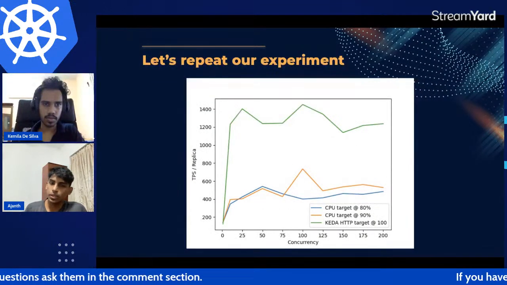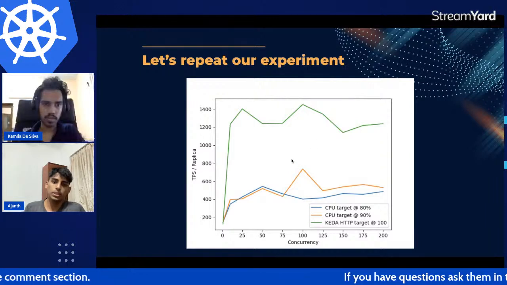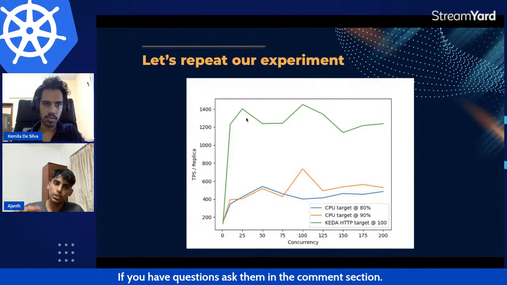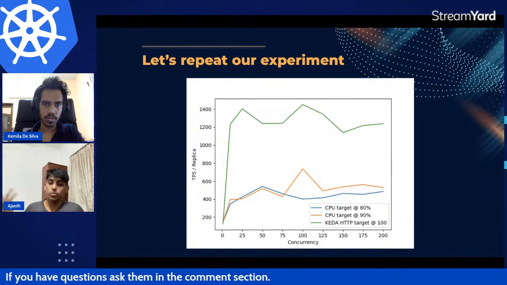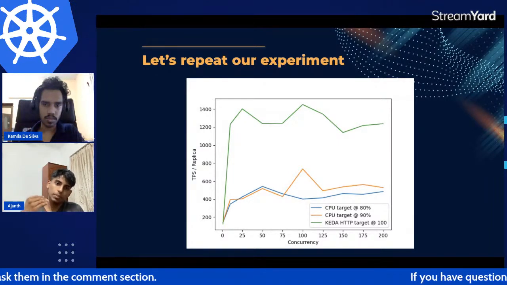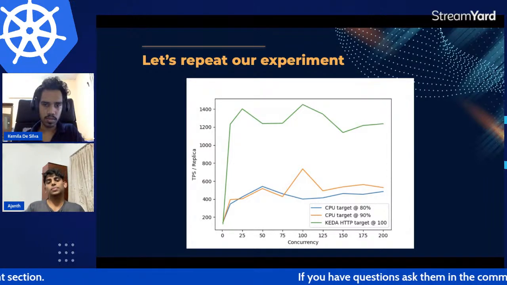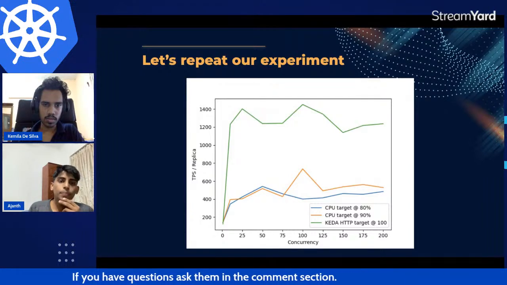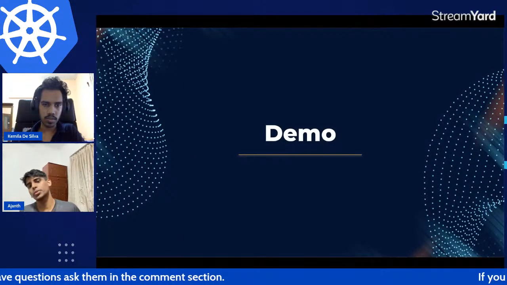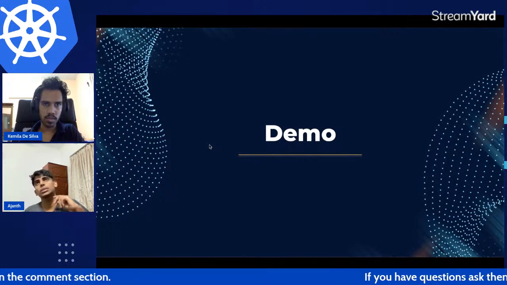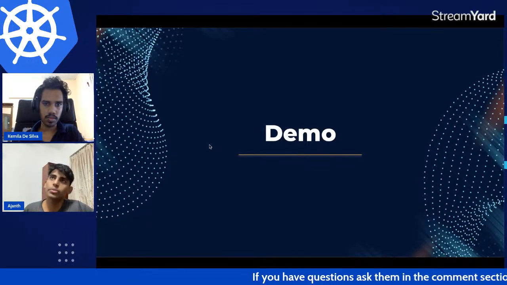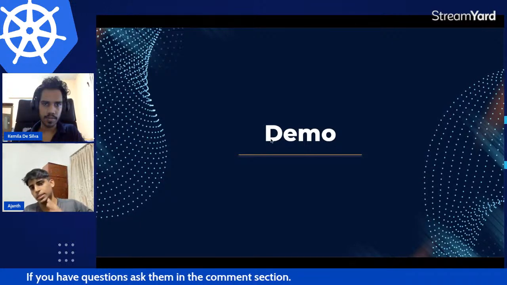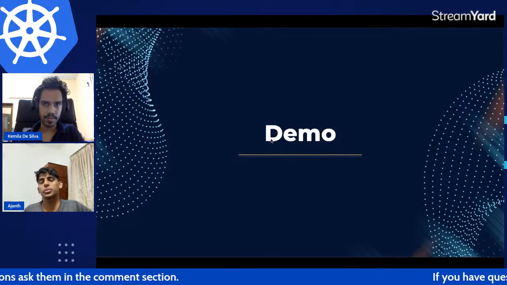So yeah, when we repeated our experiment, we could see that KEDA scales more conservatively, whereas CPU would scale more aggressively. So the TPS per replica was much higher by using KEDA HTTP. And now we have a small demo. KEDA HTTP also does scale to zero and up. Right now, it is still a work in progress, but it is due for the 0.2 release.